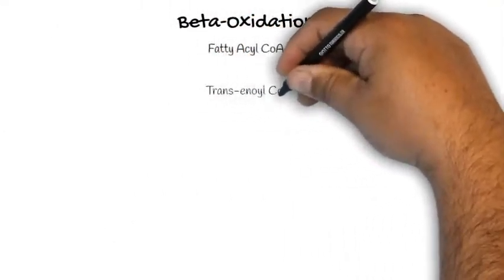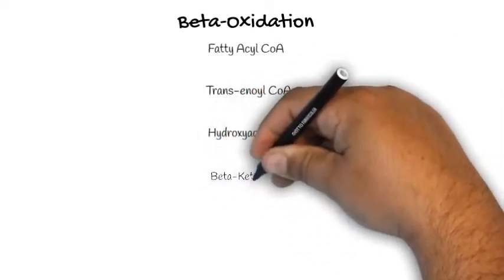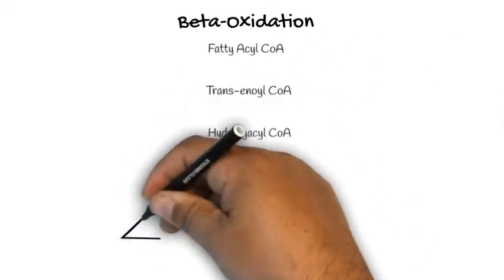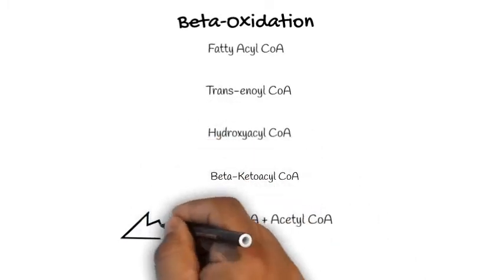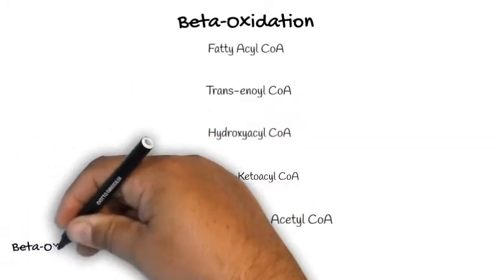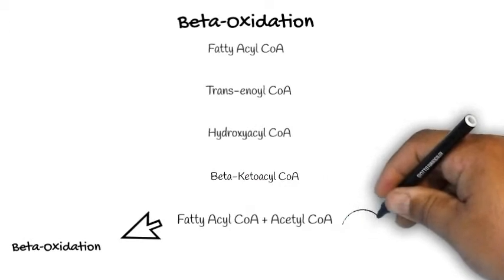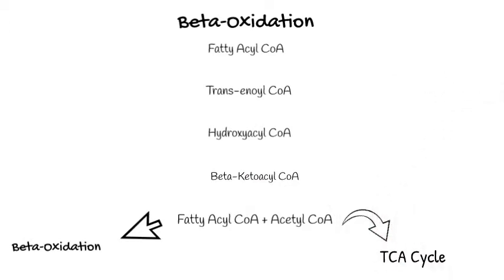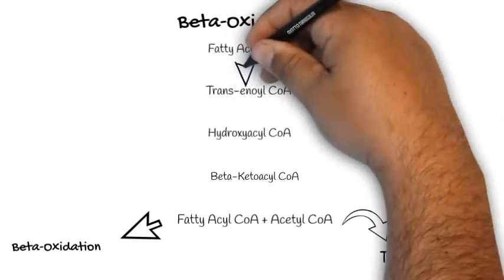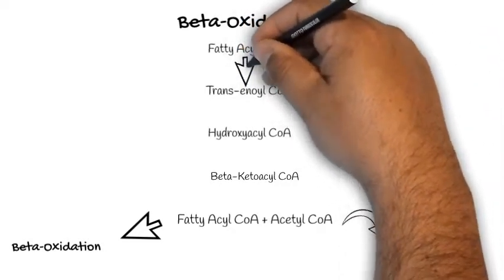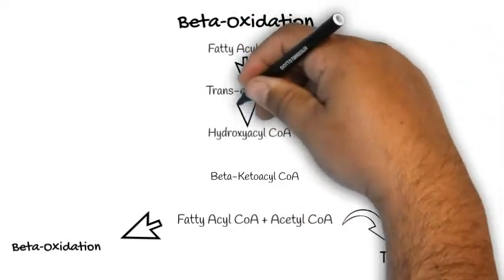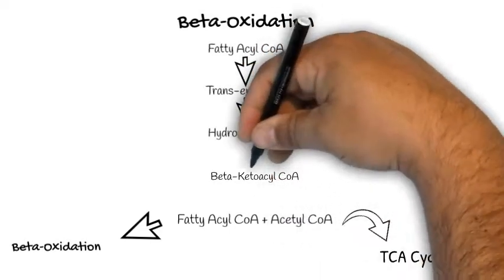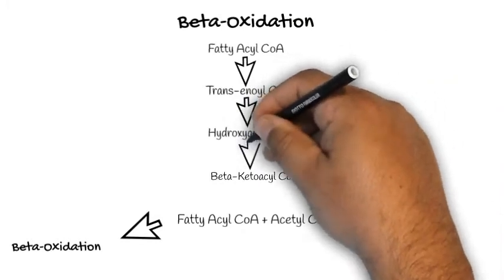Now, beta oxidation consists of a number of steps. It begins with fatty acyl coenzyme A, and the fatty acid is converted to various intermediates, ends up as beta ketoacyl coenzyme A, which is then converted to fatty acyl-CoA, and this fatty acyl-CoA is, of course, 2 carbons shorter than the original fatty acyl-CoA that we started off with.